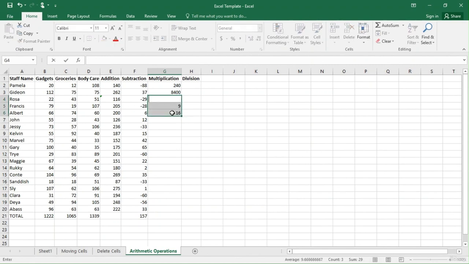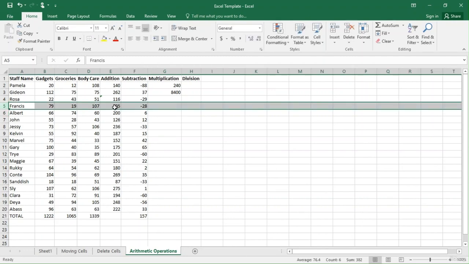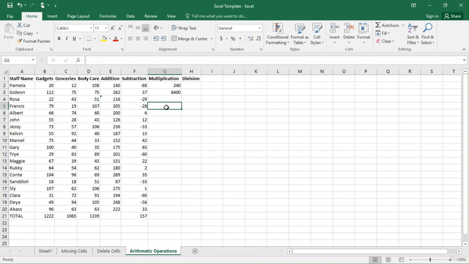Same way, you can also multiply. If, for example, you want to multiply Francis' total sales by 2, now you have it equal to, you click on his total sales, which is 205, that's the cell E5, multiplied by 2. Here you have it. You can also do that manually by typing 205 times 2. You have the same answer. Try this out. Try to multiply the gadget and the grocery sales and see if you get the same answers with me.